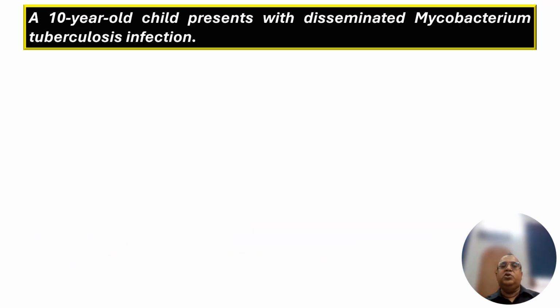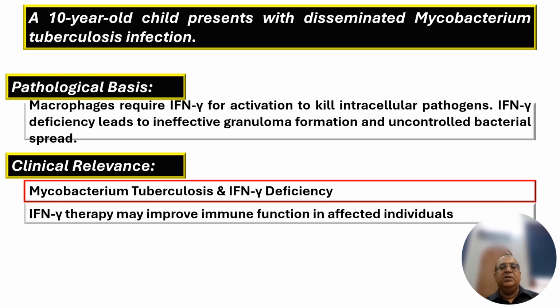A 10-year-old child presents with disseminated Mycobacterium tuberculosis infection. The case is of Mycobacterium tuberculosis and interferon gamma deficiency. Macrophages require gamma interferon for activation and to kill intracellular pathogens. Interferon deficiency leads to ineffective granuloma formation and uncontrolled bacterial spread. So gamma interferon therapy may improve immune function in the affected individuals.